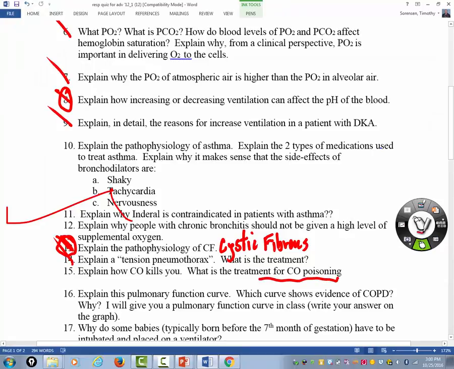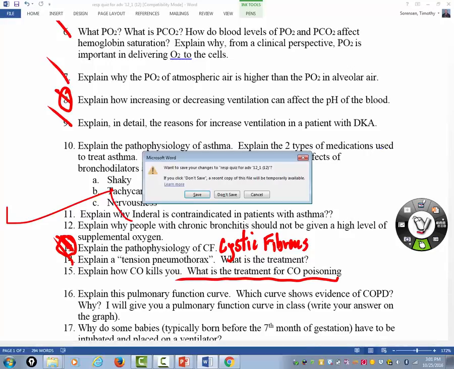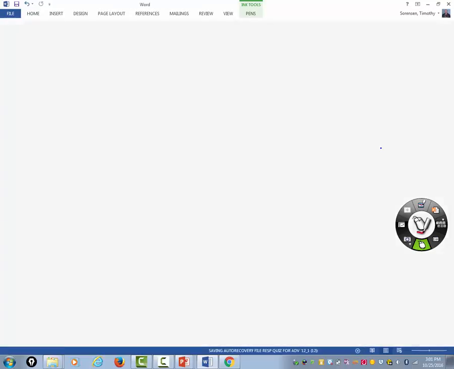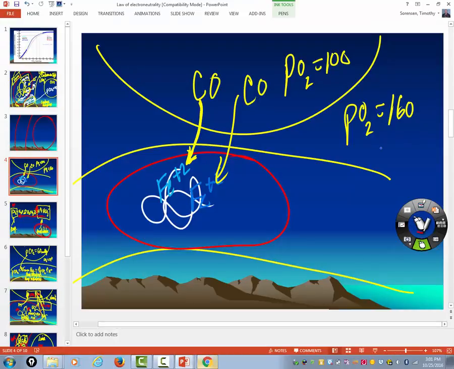So the treatment for carbon monoxide poisoning is high levels of oxygen. You'd like to get as close to 100% as you can. And if that doesn't work, then you place them in a hyperbaric chamber where you can pump up those PO2s. All right. Okay, go ahead and take a break and then come back, and then we'll finish up.